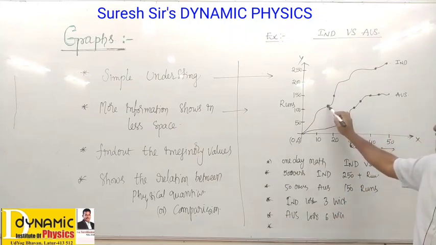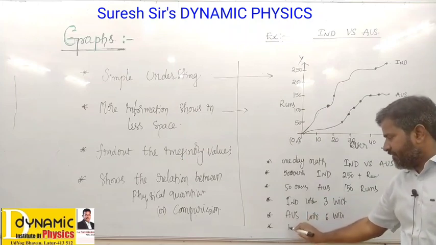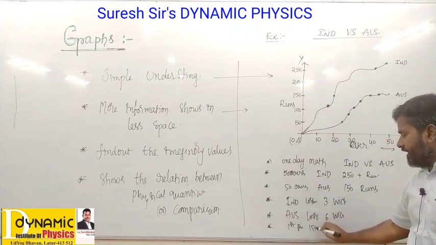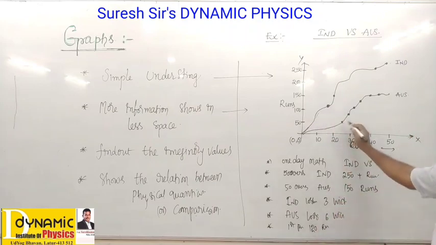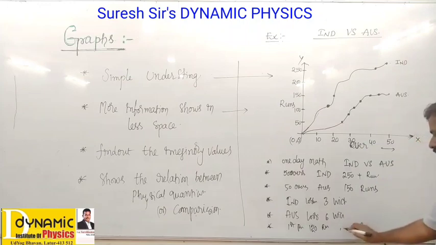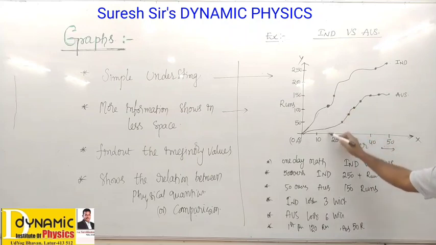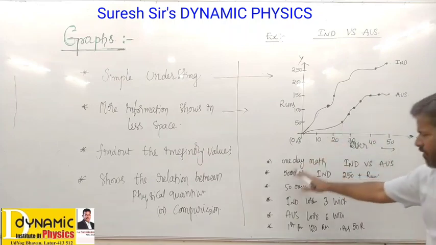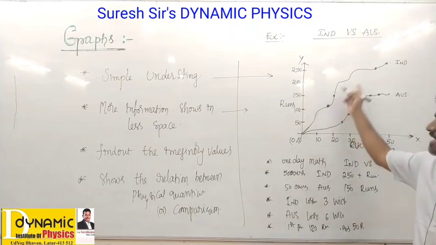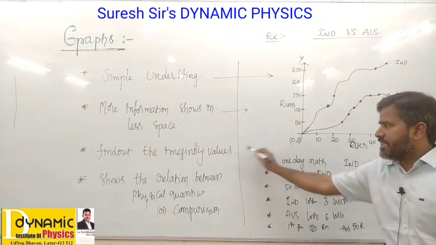The partnership of the first batting: the Indian first-wicket partnership is around 120 runs. Australia's first partnership is 50 runs. India lost its first wicket at the 15th over, and Australia lost its first wicket at the 15th over. That means more information is shown in less space using this graph. This is the second use.